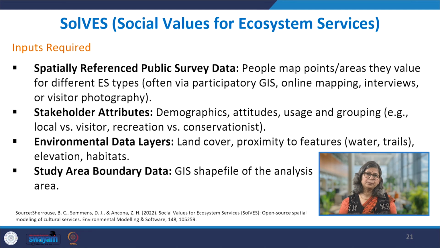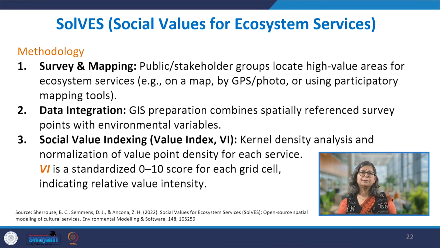What are the types of inputs we need to use SOLVES? Spatially referenced public survey data you need, stakeholder attributes you need, environmental data layers like land cover, proximity to features, elevation, habitats that we need. Study area boundary data, like a GIS shapefile of the analysis area, is also necessary. The methodology is survey and mapping. Public stakeholder groups locate high value areas for ecosystem services.